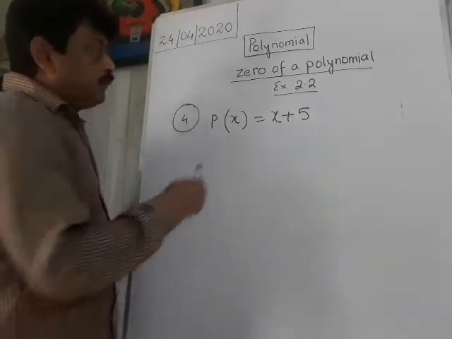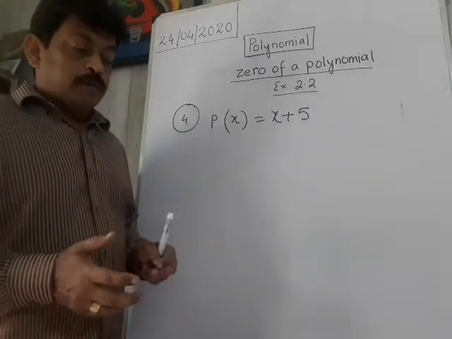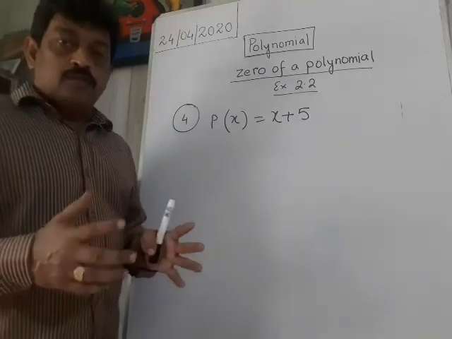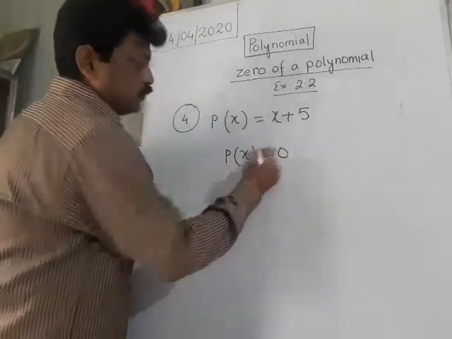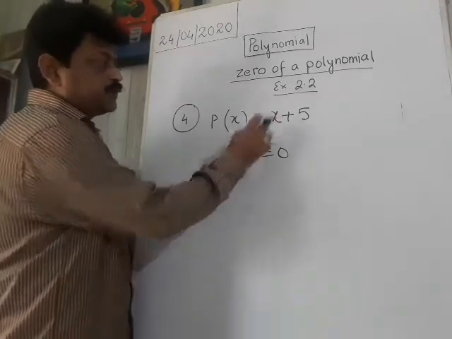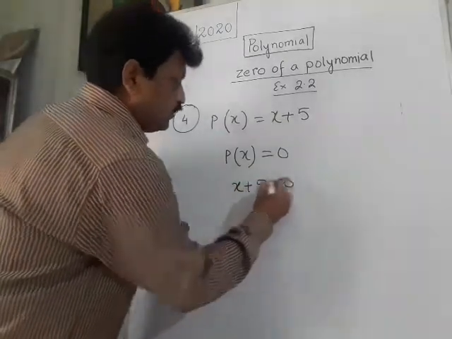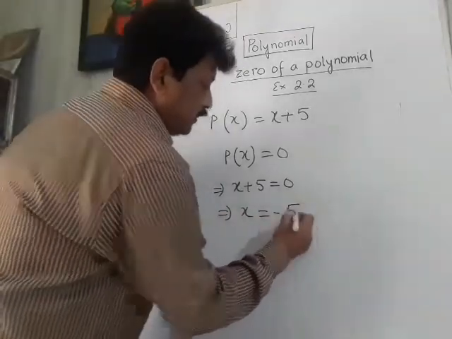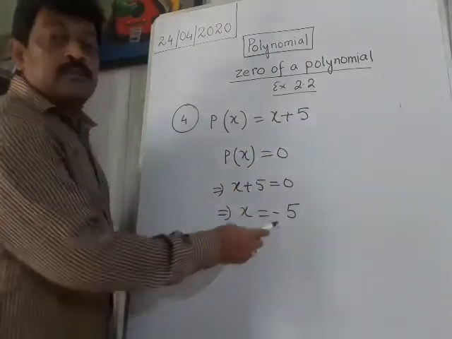This is a polynomial p(x) equals x plus 5. We have to find the zero of the polynomial. Now finding the zero of a polynomial is the same as solving the equation p(x) equals 0. So if we replace p(x) with the polynomial, x plus 5 equals 0, so x equals minus 5. That means the zero of this polynomial is minus 5.